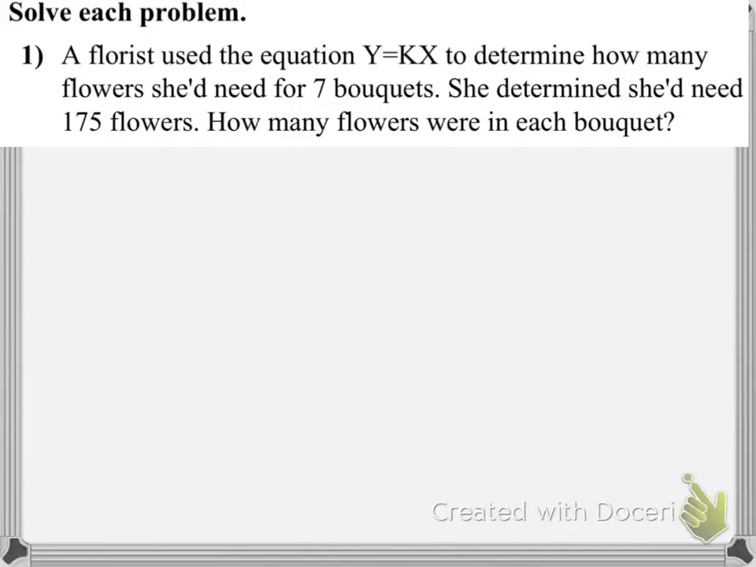So today we're going to use the equation of proportionality, which is y equals kx, to solve our problems. So the first problem we have is a florist used the equation y equals kx to determine how many flowers she needed for 7 bouquets. She determined she needed 175 flowers. How many flowers were in each bouquet?